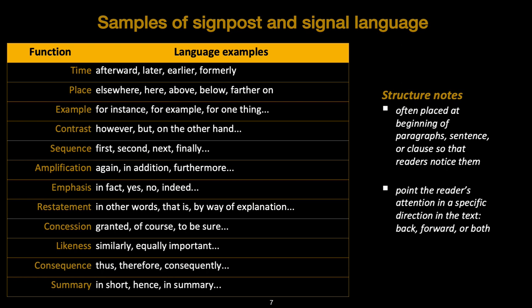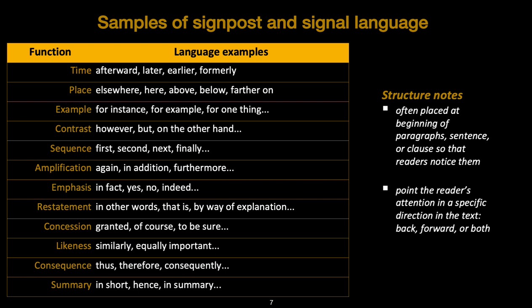So now let's look at a collection of these signposting language terms or expressions that we use in writing. So on the left side of this table, we see different functions, different types of logic that a writer might want to communicate to their reader.